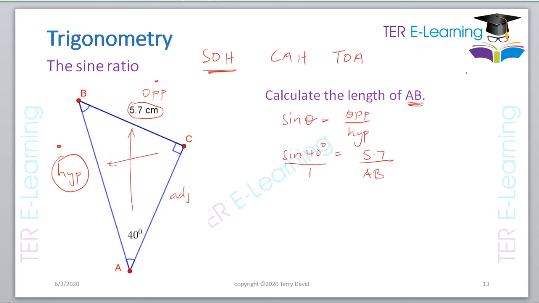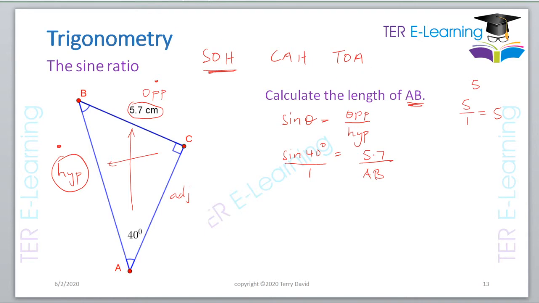For those of you who don't understand what I'm doing here, if I have the number 5, and I put 5 over 1, the answer is still 5. I'm not doing anything with it. All I'm doing is writing the sine 40 as a fraction, sine 40 divided by 1. So I'm not changing anything really, I'm just expressing it as a fraction.